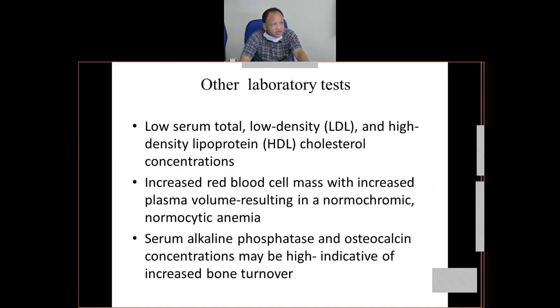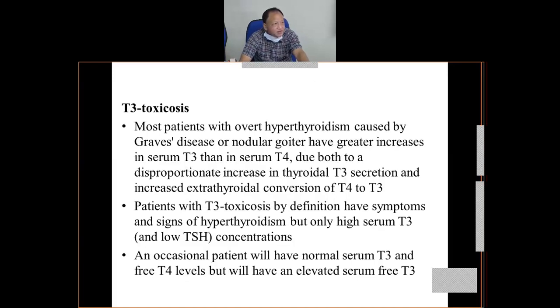The other laboratory tests that you'll do: low serum total, low density and high density lipoprotein cholesterol low, increased red cell mass and increased plasma volume. There will be normocytic, normochromic anemia. There is increased alkaline phosphatase and osteocalcin because of increased bone turnover.